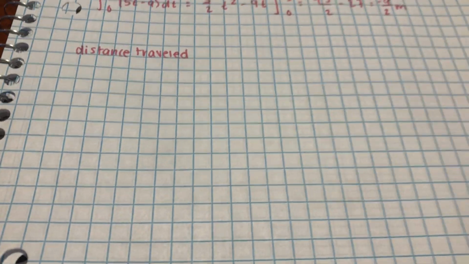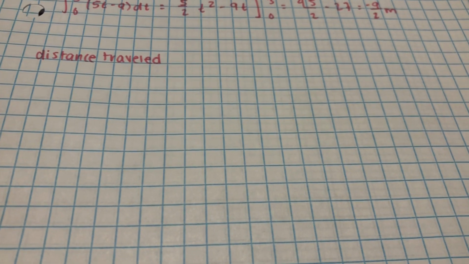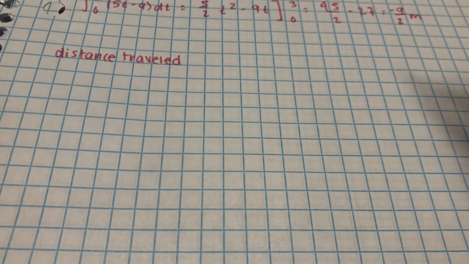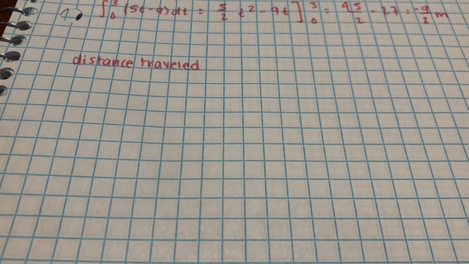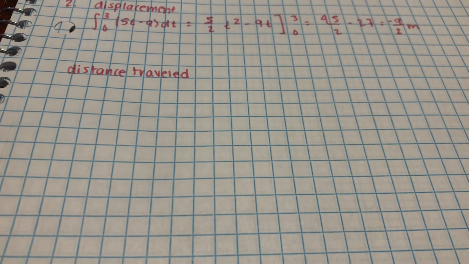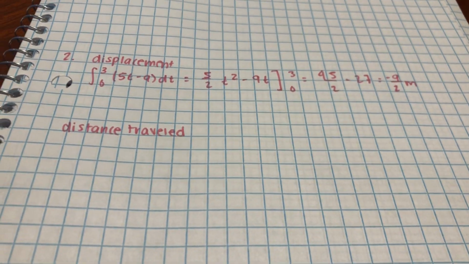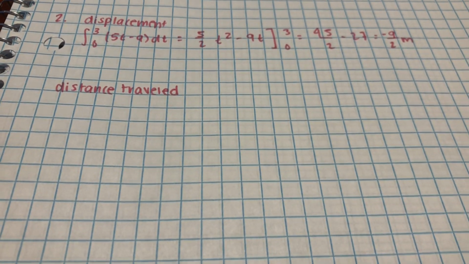Distance traveled, however, is the total distance traveled. So we need to find when it's negative, like when it crosses over the x-axis, so that we know when it's negative and when it's positive. Because in a normal integral, it automatically subtracts the area that is under the x-axis, but we don't want that. We still want the area under the x-axis because that's still distance traveled. So we need all of that.